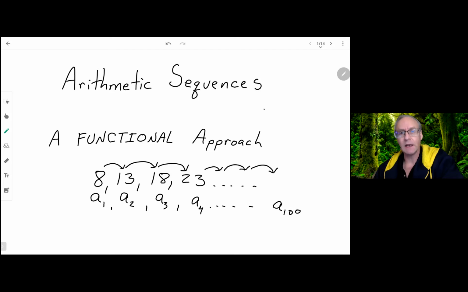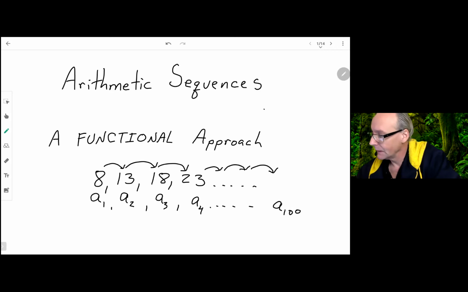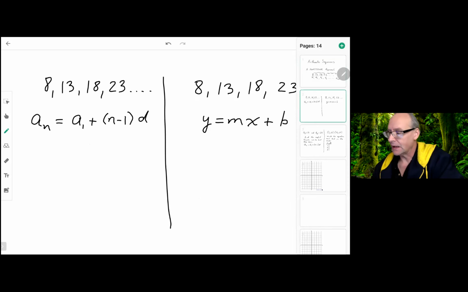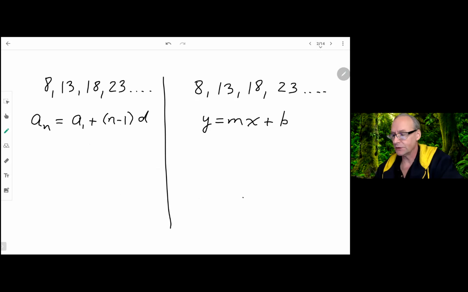What I'm going to do today is show you the way in which it's normally done, but I want to show you that it's the exact same thing that you already know. So here it is. Let's take a look. I'm going to do these side by side, and I want you to notice that this is the same problem in both cases. But in the second one, this equation might look a little more familiar to you.